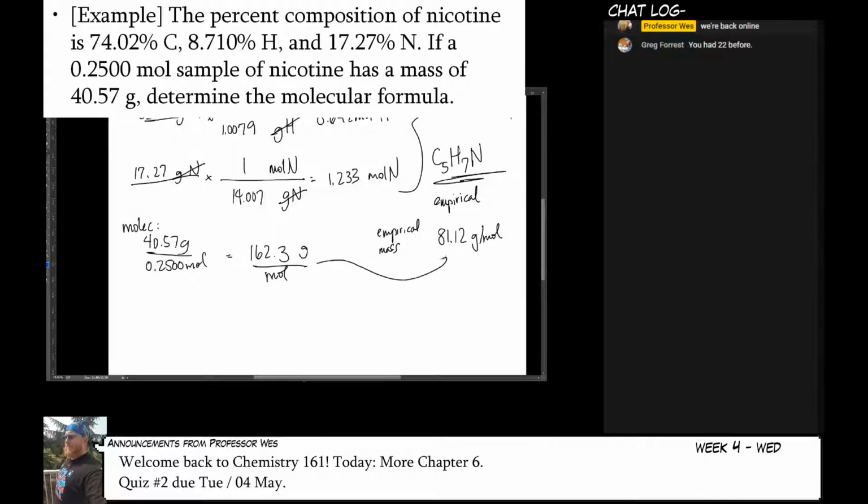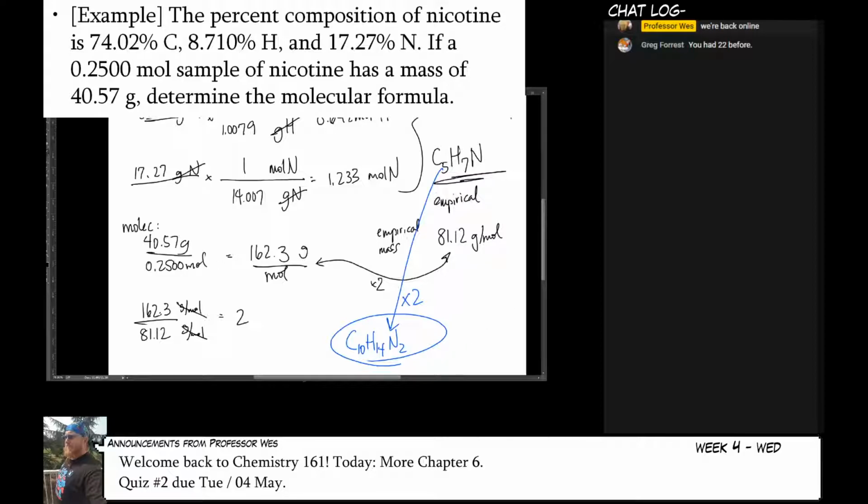And wouldn't you know it, this and this are off by a factor of 2, because if I take 162.3 divided by 81.12, these are both grams per mole, but that's going to cancel out in a second here anyway. You get 2. So I'm going to just take my formula up from here. I'm going to times it by 2. And there's nicotine. Alright, so that's how you do that.